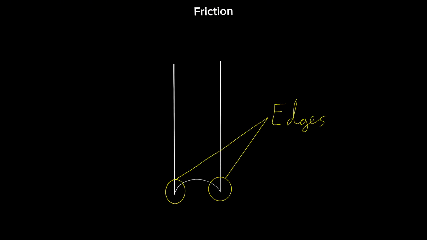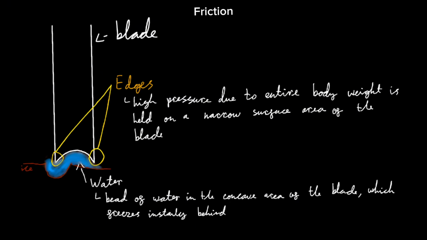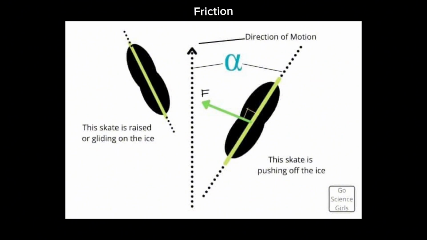The sharp ends of the concave structure are known as edges. On the edges, higher pressure is due to entire body weight being held on a narrow surface area of the blade. Do you ever wonder why a trail is left behind when you skate? Well, this is due to the pressure of the blade causing a water bead to form in the concave area, which instantly freezes.